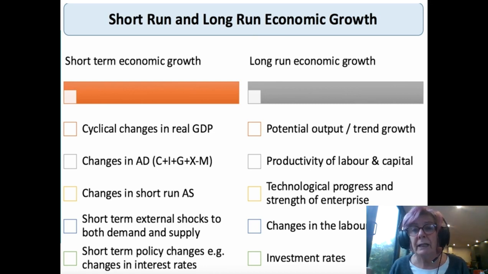On the other hand, long-run economic growth is a growth or an increase in the potential output of a country or an economy. It means the trend growth is bigger now. And that's because we've either got a greater quantity of factors of production, or those factors of production have become more productive. Our labour is more productive, our capital goods are more productive. And this comes from technological progress and also enterprise. It might come because of changes in the labour force if we have a greater population, and it might come from long-run changes in investment.